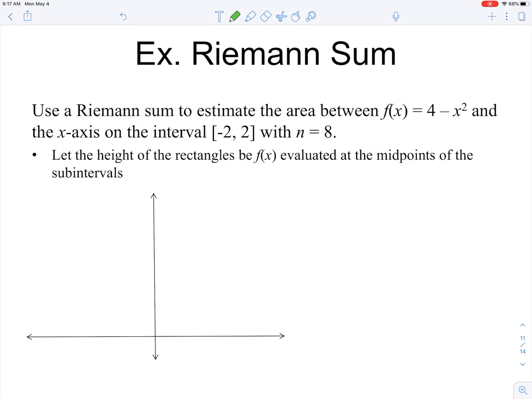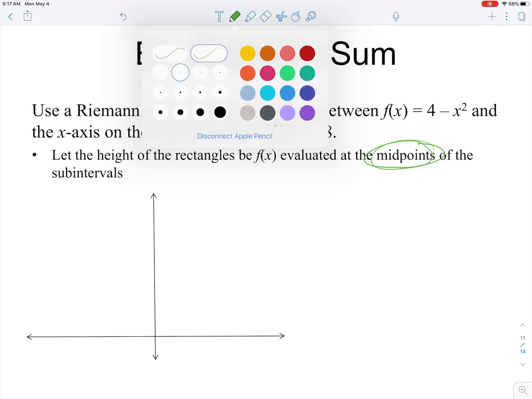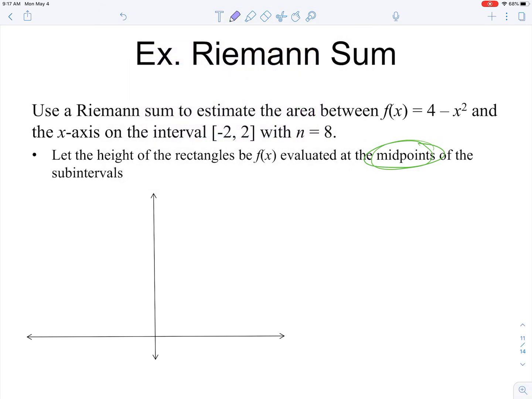Okay, and if we want to use a Riemann sum to estimate the area between 4 minus x squared and the x-axis on the interval from -2 to 2 with n equals 8, we're going to let the height of the rectangles be f of x evaluated at the midpoints of the subintervals. Remember, when we use the midpoints in our other examples, that gave us a pretty close approximation. So I'm going to draw 4 minus x squared on the interval from -2 to 2. So it's a parabola that's opening downward and has been shifted up 4 units.